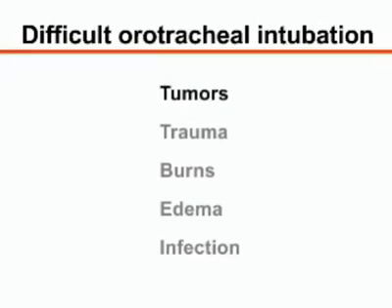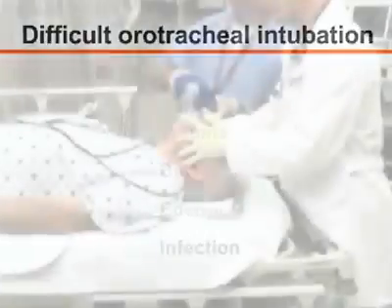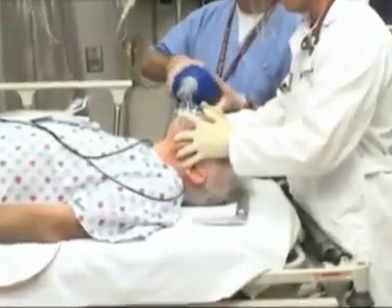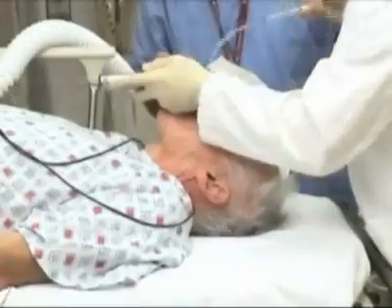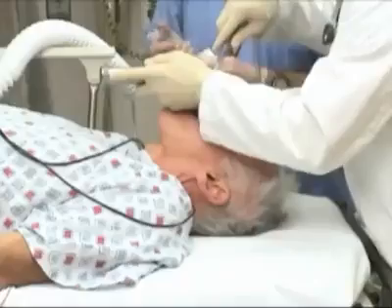The presence of tumors, trauma, burns, edema, or infection of the pharyngeal or laryngeal soft tissues may distort airway anatomy, leading to difficult orotracheal intubation. When faced with a potentially difficult airway, consulting with an experienced intubator and preparing to use an alternative intubation technique are recommended.